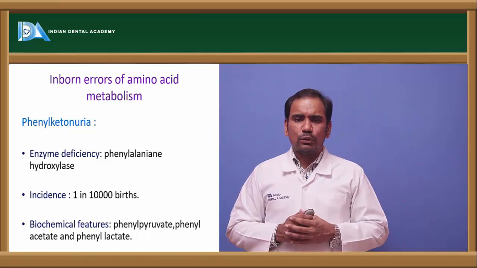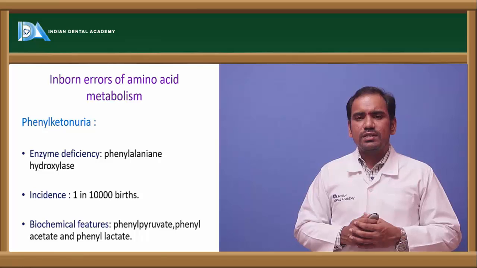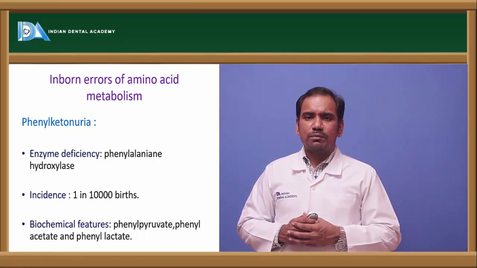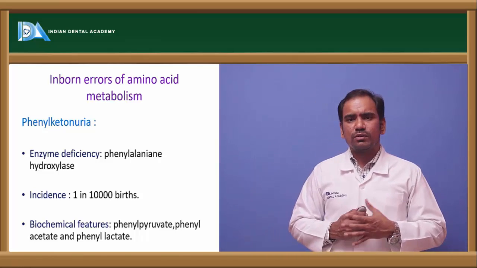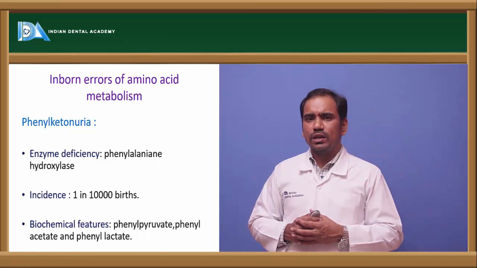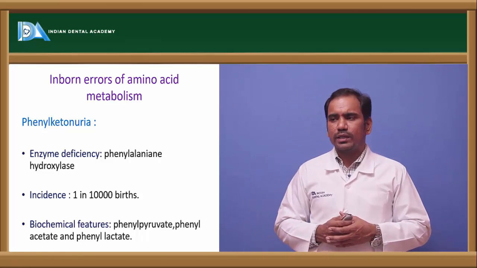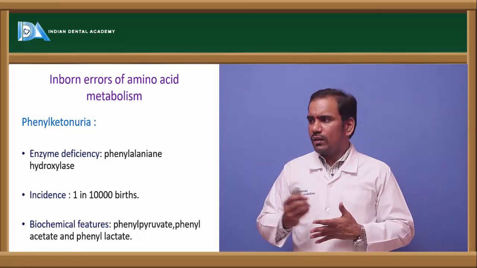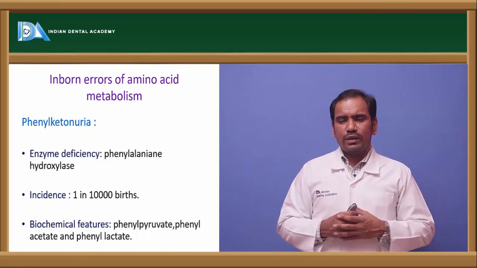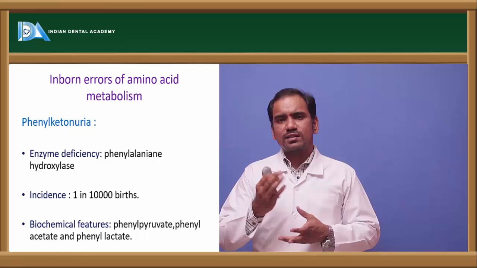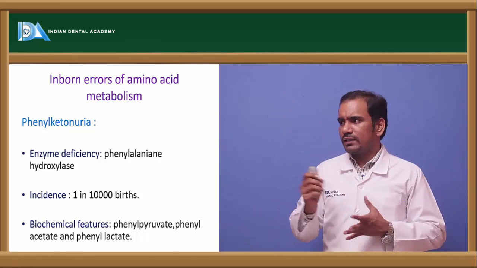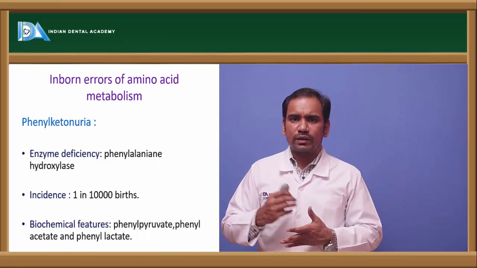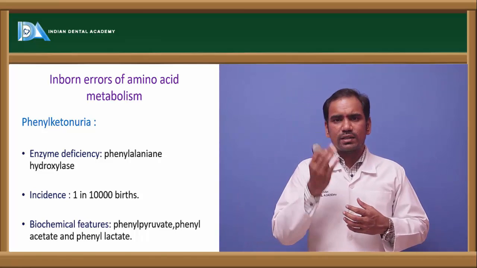Right. And coming to incidence, this is seen in 1 in 10,000 births. For every 10,000 births, you can see one case of phenylketonuria. That is the incidence of PKU. Coming to biochemical features, what happens in phenylketonuria? As I told you, there is increased concentration of phenylketones. Phenylpyruvate, phenylacetate, phenyllactate, all of them are increased in the blood.